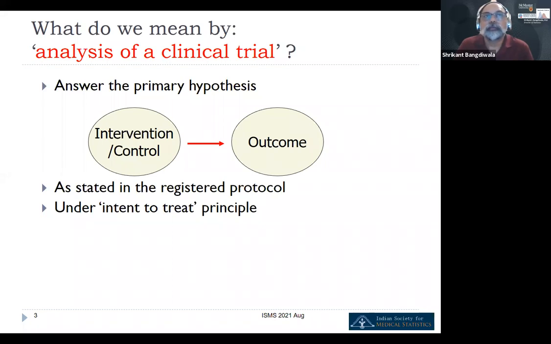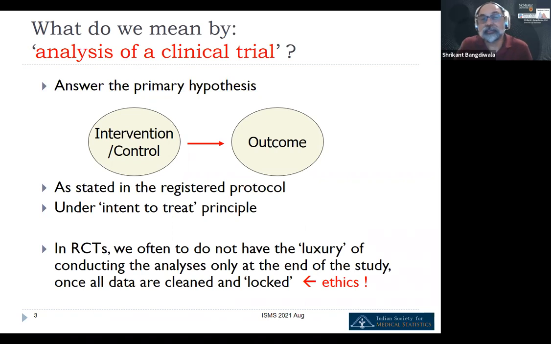And what makes it interesting, though, is not just this testing of a simple hypothesis, but it is the fact that ethics, and again, ethics is what dictates this, we do not have what I would call the luxury of doing your analysis after you have all the study completed, you've reached the end of the study, all the data are cleaned and locked. So we do not have that. We have to do other types of analyses because of ethical considerations.